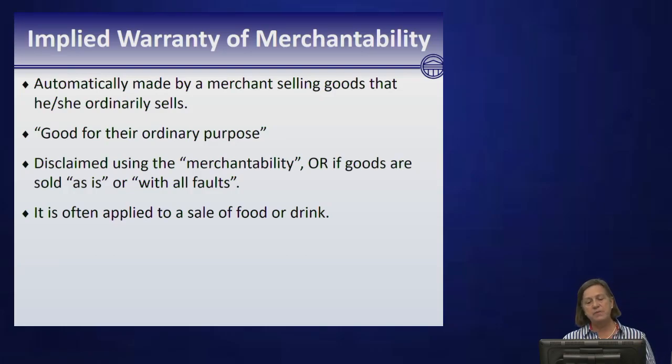The implied warranty of merchantability is automatically made by a merchant seller selling goods that he or she ordinarily sells. Basically what you're saying with this warranty is that the goods are good for the ordinary purpose for which they are used. It may be disclaimed using either a disclaimer of "as is" (the goods are sold as is, or with all faults). It may also be disclaimed by using the word merchantability. Otherwise, there is an implied warranty of merchantability. You have to disclaim it in one of these three ways. Again, this warranty is often applied to the sale of food or drink.